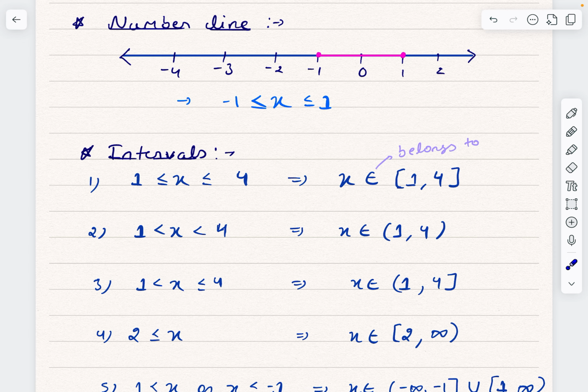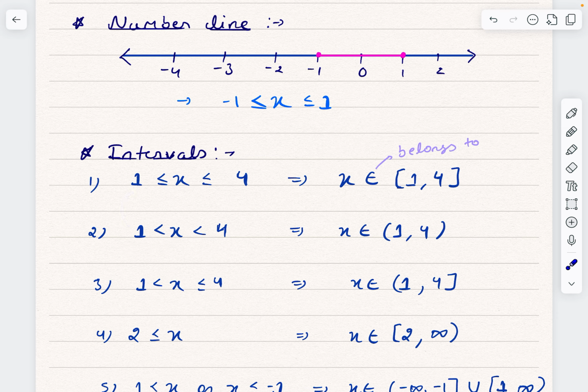See, in the first problem, x is greater than equal to 1 and less than equal to 4. In the second, x is greater than 1 and less than 4. So what is the difference between the first and second? In the first, we can take 1 also, 4 also. In the second, we cannot take 1 and 4. Then x should lie strictly between 1 and 4. So to differentiate between these two, we have different brackets.